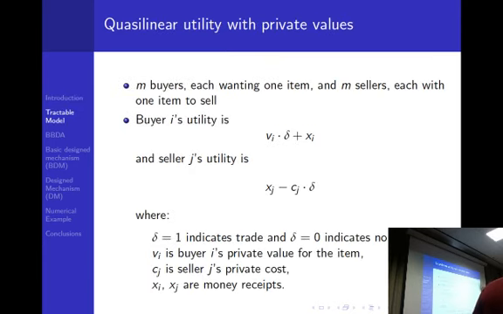Okay, so here's our model, and this model is a little bit different. We've got M buyers, each wanting one item, and M sellers, each with one item to sell. So I'm just going to work with balanced markets. Not that I think that's particularly important.